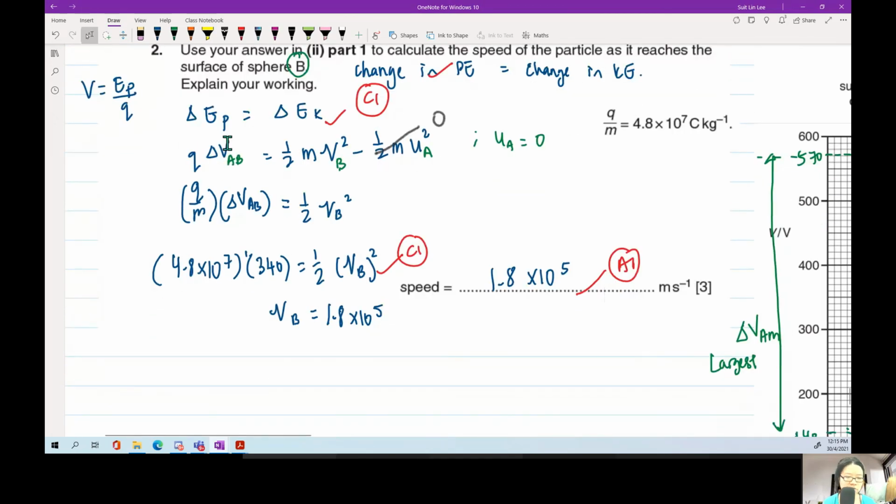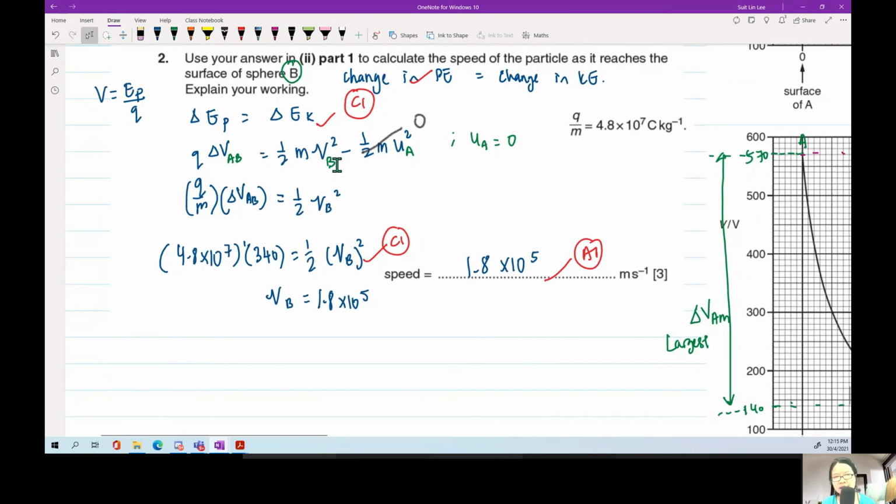Okay. Of course, some of you may be thinking, can they ask me to find the maximum speed? Sure, but maximum speed is at point M. So we will repeat the calculation. This is just extra for maximum speed. This will be the change in potential in AM, which is 570 minus 140.